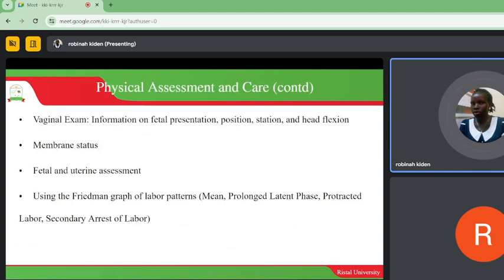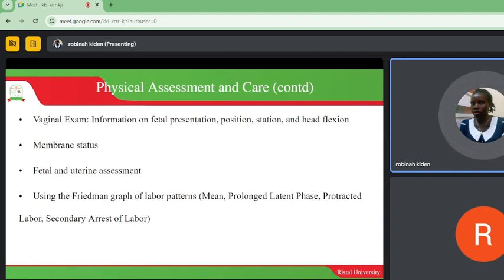We still continue. We also have a vaginal examination. It will give information on fetal presentation, position, station, and the fetal head flexion. So all this information we can get from vaginal examination. During this time, we can also determine the membrane status. Are the membranes ruptured or are they intact?